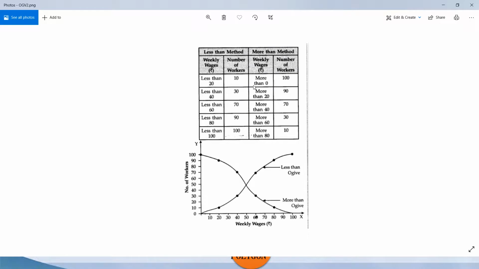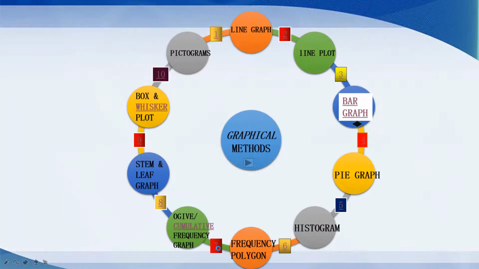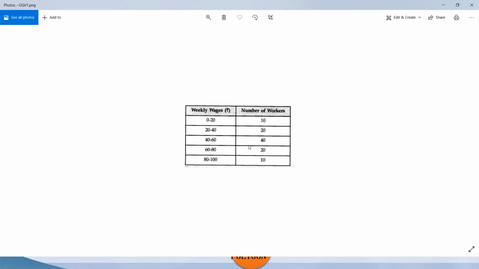For this I need to take you to the data. Before going to that, just observe less than 20 weekly wages. How many workers are getting wages less than 20? 10 workers are there. Less than 40, 30 workers are there. So let me take you to the data once again. Here is the data. 0 to 20, 10 workers are there. 20 to 40, 20 workers are there. When I ask how many workers are getting less than 20 wage, you simply say 10.